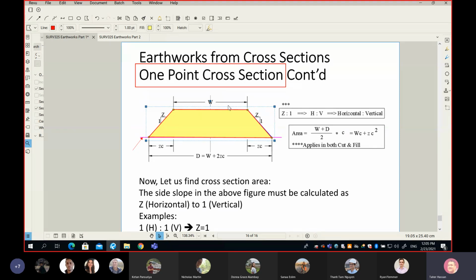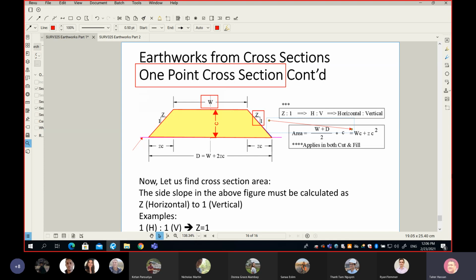If you know the width of the road as W, like this given here, this is my W given to you. You also know the side slope as Z units horizontal to one vertical unit. And then finally, you know the depth of fill at this section, which we call C. If you know all those parameters, the cross section area is very simple. The area would be the road width multiplied by C, plus the side slope Z multiplied by C squared.